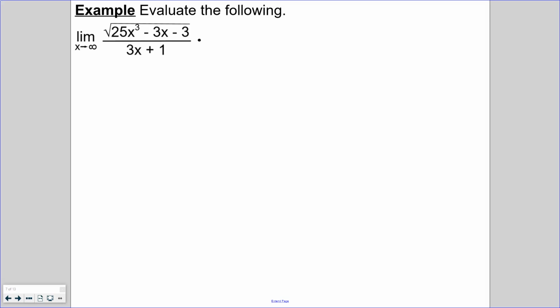So we're going to have the limit as x approaches infinity, and we're going to factor out an x squared, leaving us with 25x minus 3 over x minus 3 over x squared in the numerator. In the denominator, though, we can see that the variable with the highest degree is an x, so we'll factor out an x, leaving us with 3 plus 1 over x.